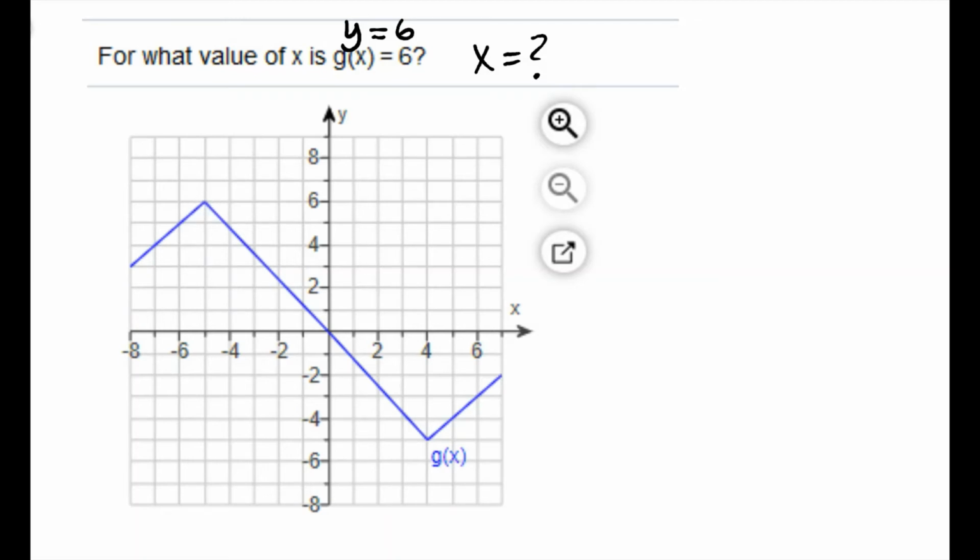So let me mark that down. The y is 6. And if I look down on the x scale from that point, I can find out what the x value is at that point. And that is -5.